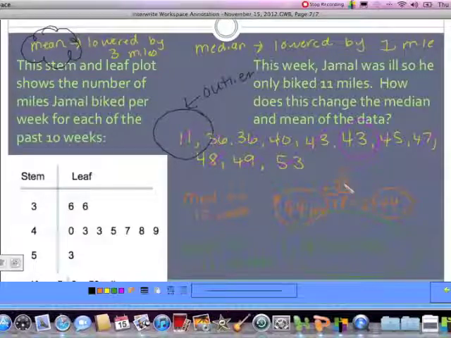So when given a data set and you are given an outlier, you usually don't want to use the mean as your measure of central tendency because it will either pull your data down or it will pull your information up if it's much greater. So again, if you are given an outlier, you usually do not want to use the mean for your measure of central tendency. You would usually want to go with the median or the mode.